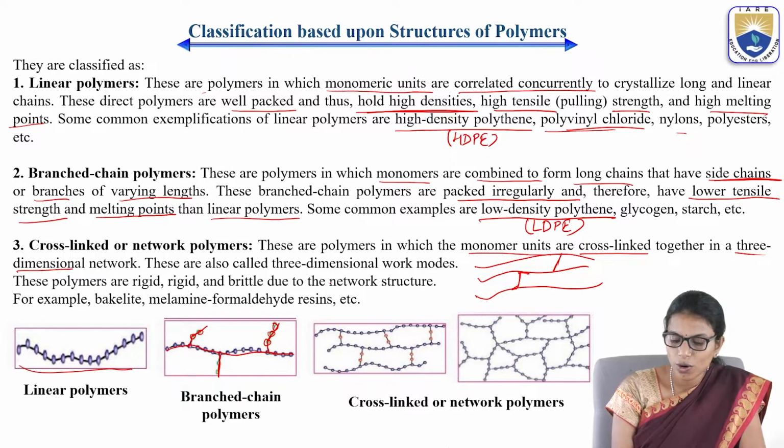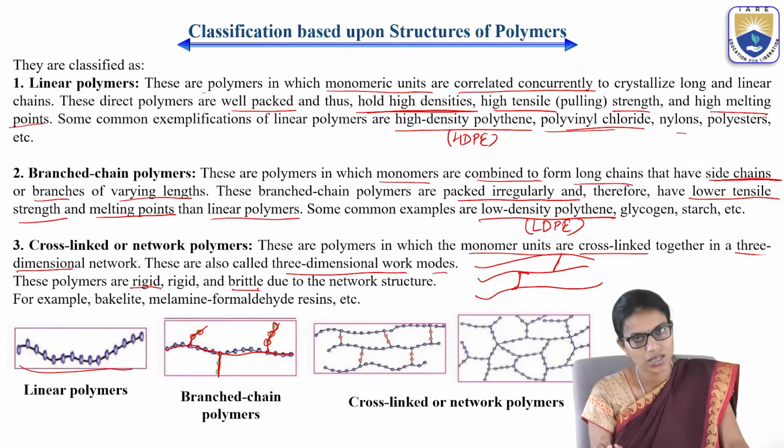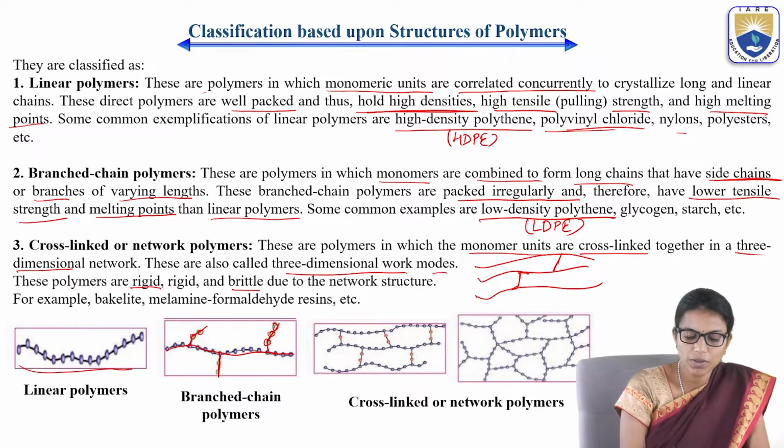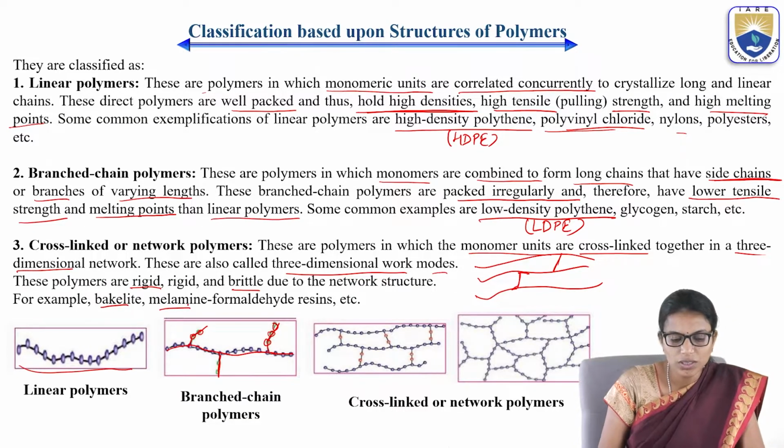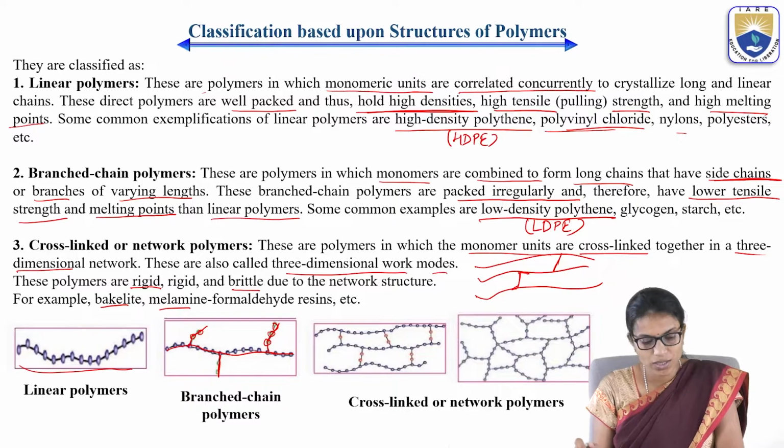These are also called 3D networks. These polymers are rigid and brittle due to the network structure. For example, bakelite and melamine are very good examples of cross-linked polymers.